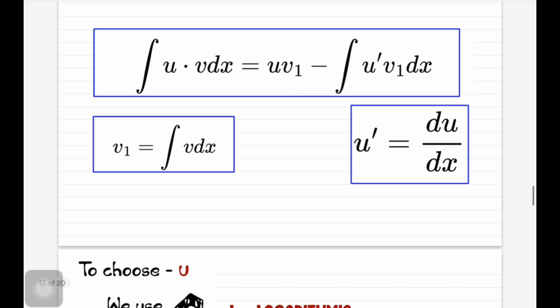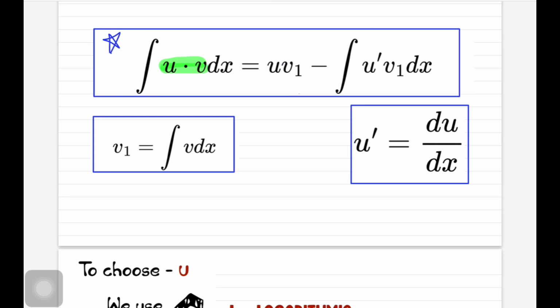This is the main formula of integration by parts, where you can see that it is talking about the product of two functions u and v. And obviously the expansion of the formula is in terms of u and v only. But what you can see here is that u is there, and here it is u prime. U prime means you have to take the derivative of u at this place.